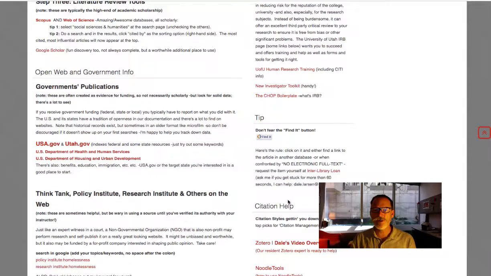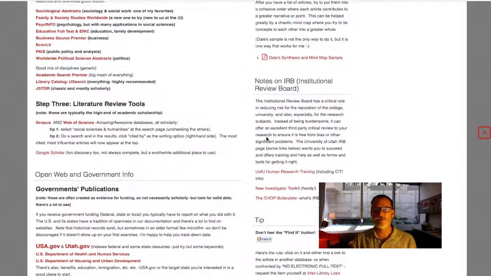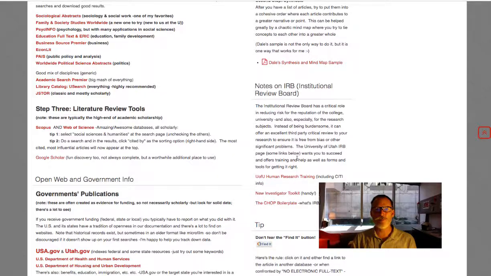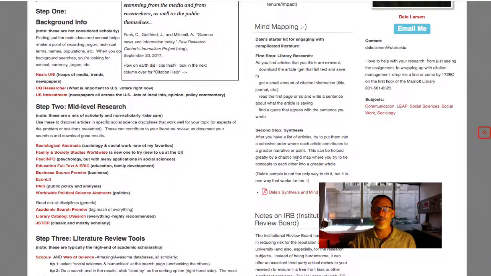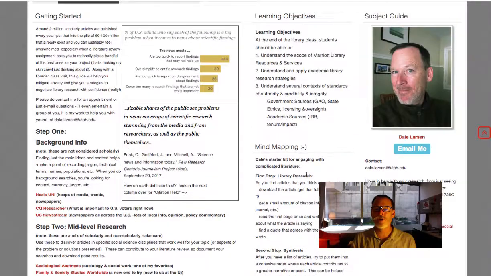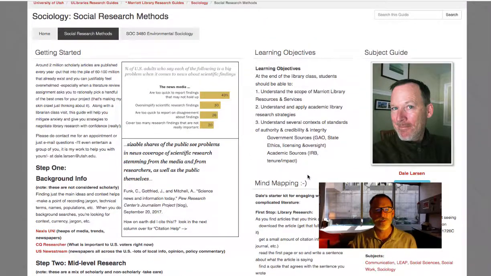Information literacy criteria. What do you do when you can't find an article and they're asking you to pay $36? Don't ever pay for articles, that sort of thing. Here's some IRB stuff if you have to do some IRB. Mind mapping is really handy. I'd love to meet with you or a group and we could work out mind mapping. And that's how you use this guide.